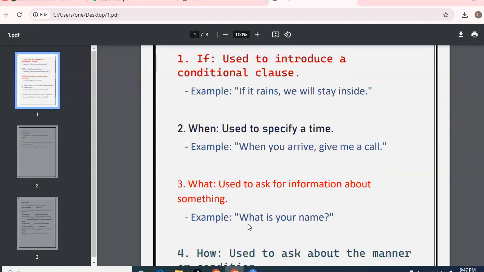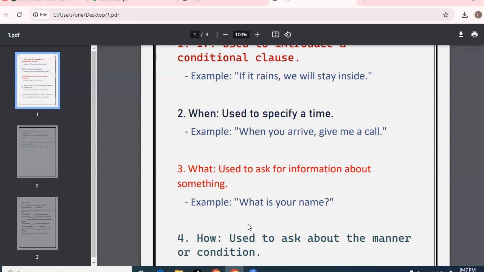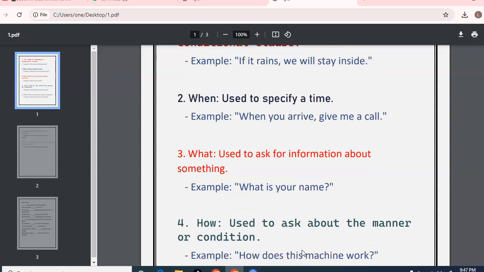Okay. So next one we have how. We use how to ask about the manner or process of something. Process means how, what are the stages, how is the process. So at that time we use how, or to ask about the manner or condition also.